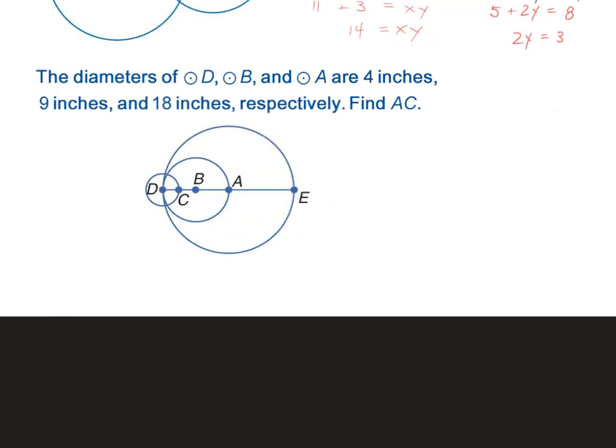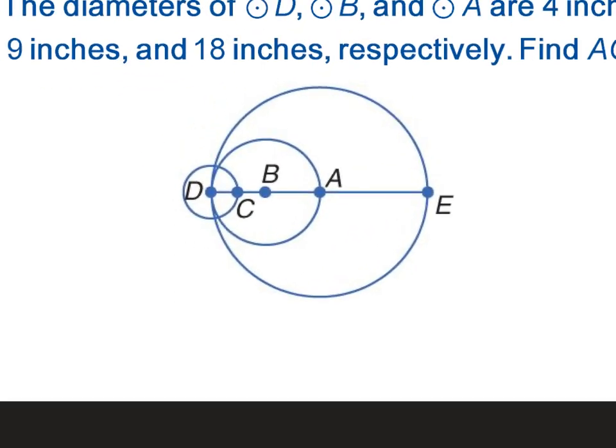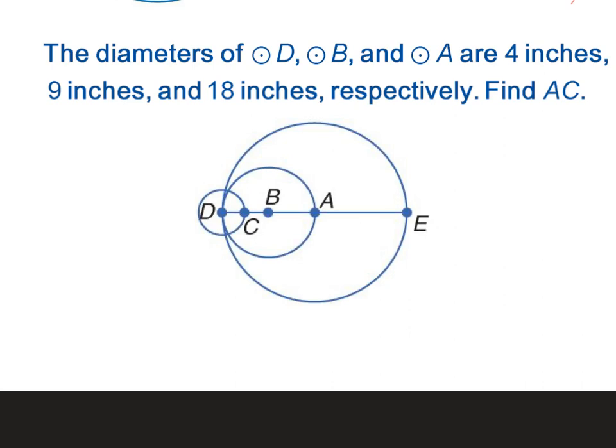Looking at our next example, it says that the diameters of circle D, B, and A are 4 inches, 9 inches, and 18 inches respectively. Find the length of AC. Well, if the first diameter is 4 inches, that means that the length from D to C is half of 4, which is 2.